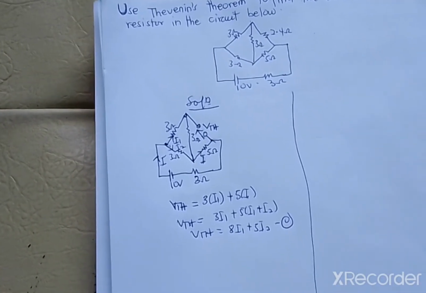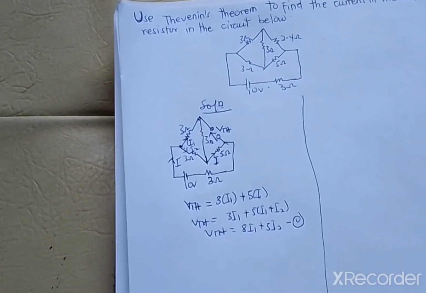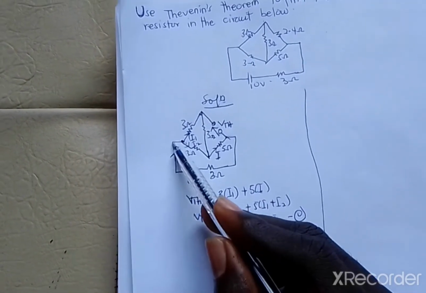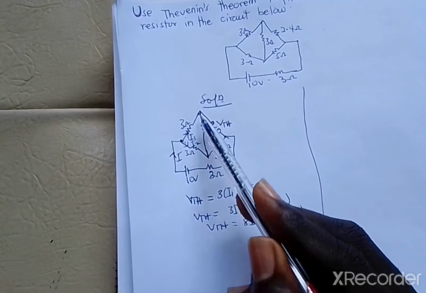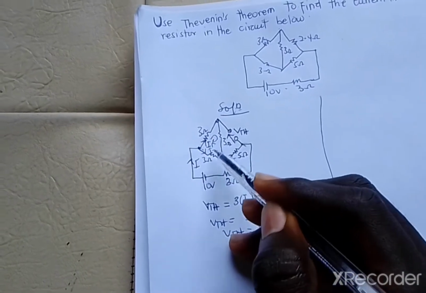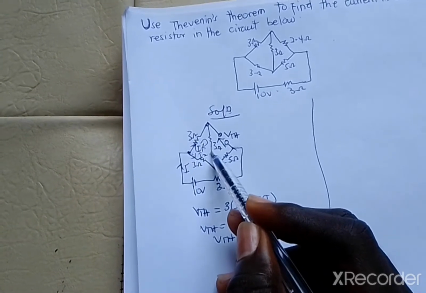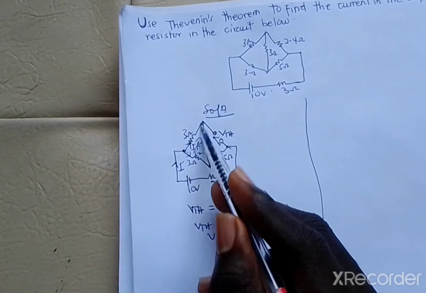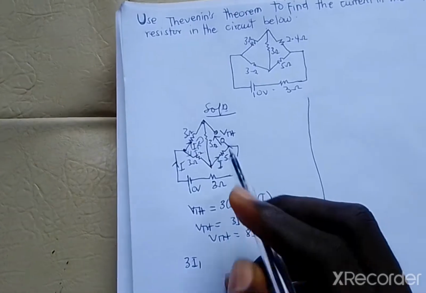Once you have got this, let's find the values of I1 and I2, then we put it here to get our VTH. To get the value of I1, let's take a loop. If I take this direction, that is, we move here like that, I'm going to get the sum of the voltage drops to be equal to 0, since we don't have any source voltage. So I'm going to have a voltage drop across this 3, which is moving in this direction. So I'm going to get 3I1.